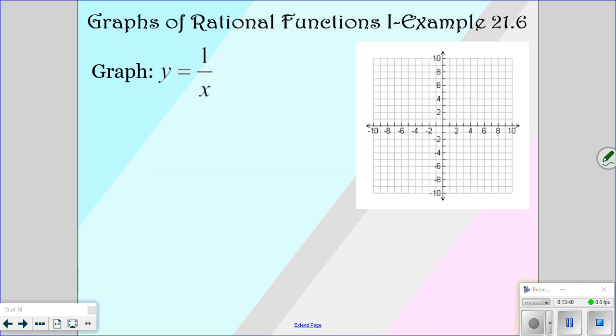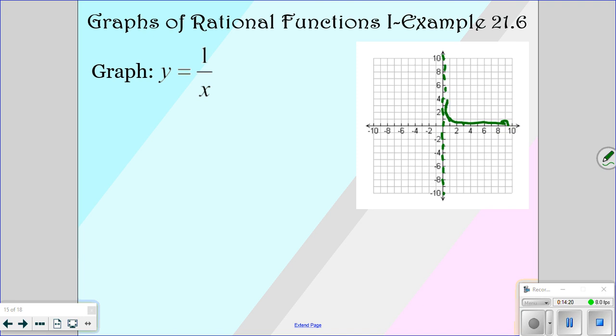Okay? So now we're going to graph y equals 1 over x. So x cannot equal 0 here. So we're going to have an asymptote at 0, which is where the y-axis is. And you can plug in numbers. 1 over 1 is 1. 1 over 2 is a half. 1 over 3 is a third. You can plug in numbers, but it's never going to actually equal 0. It's always just going to be approaching the x-axis.